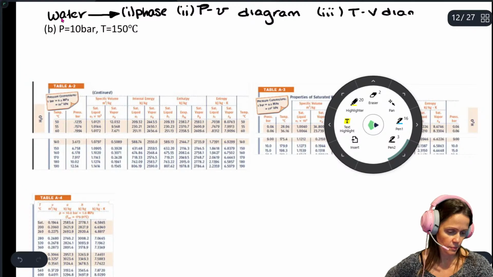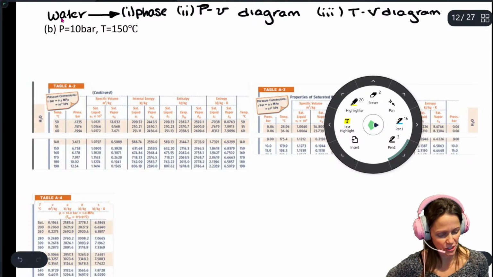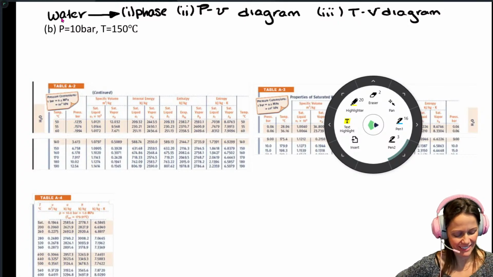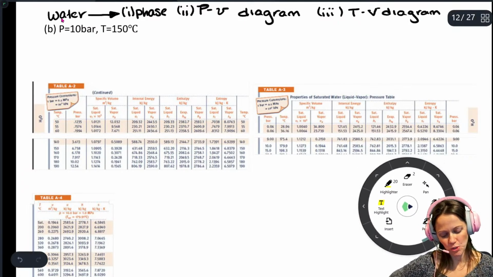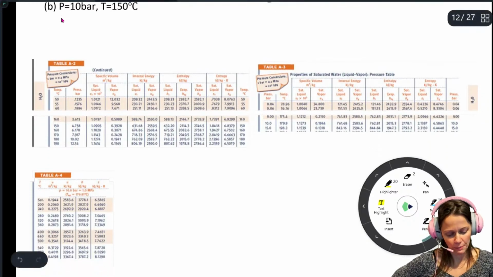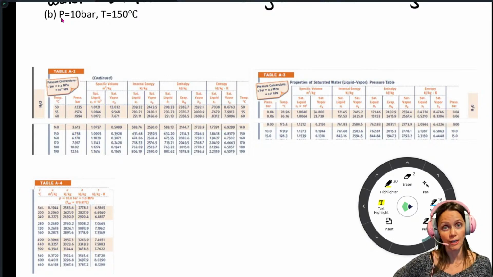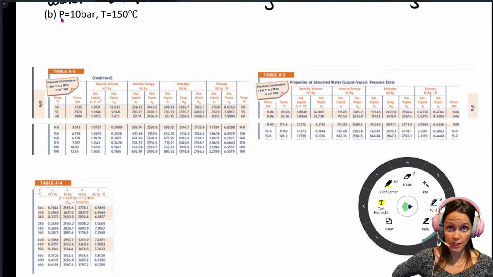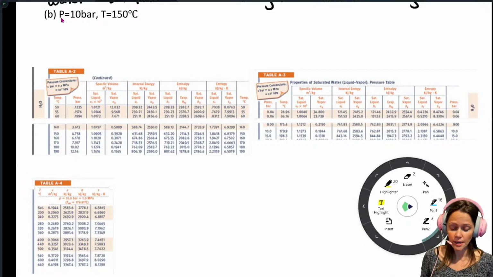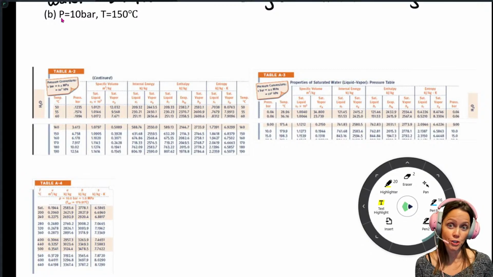So this is an example of, I actually put too much information on here, but it's fine. It is what it is. And I'll show you what I mean in just a second. So we've got water, 10 bar, 150 degrees Celsius. The first thing that you want to do when you're figuring out the phase of something is to go to your saturated tables, not because you are assuming that it's saturated, but because you're going to use the information there to tell you what phase it's in.